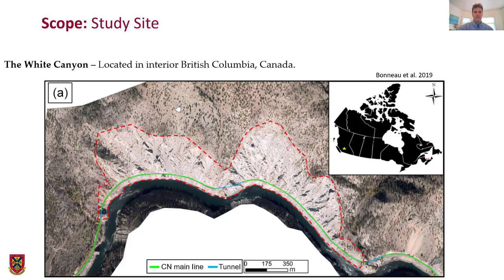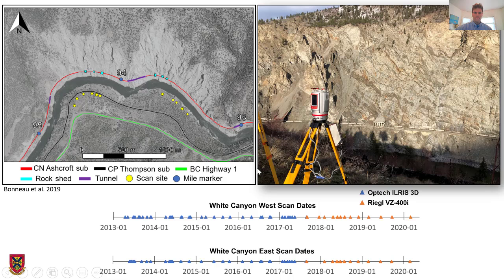So the study site for my work here is at the White Canyon. It's located in interior British Columbia, Canada, and there's an eastern portion and a western portion of the canyon which are connected by a tunnel. In the western portion we have a 6-scan survey setup, and in the eastern portion we have a 5-scan survey setup. On the bottom here we can see the timeline of some of the data we've collected, which has been used in this particular study. We've collected these data sets using 2 different LiDAR systems, the Optech Ilris 3D and the Riegl VZ-400i. And this is an example of the Riegl setup at the western portion of the White Canyon.